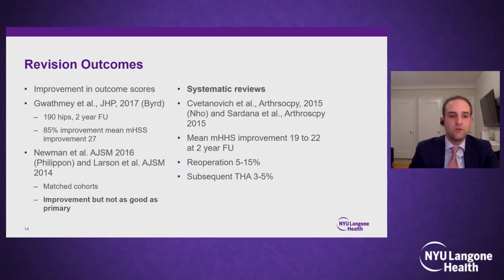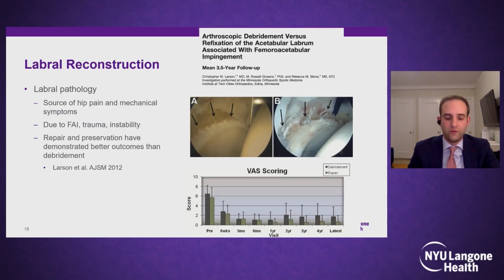Okay, and then just want to move on to revision outcomes here. So generally, there have been improvements in patient-reported outcomes after revision hip arthroscopy. Bird's group reported improvement in over 80% of patients at 2 years follow-up. Philippon and Larson have also described improvement in outcomes, but generally have not been as good as the results of primary hip arthroscopy in their matched cohort analyses. Similarly, two systematic reviews showed a mean improvement of 19 to 22 at 2 years follow-up, so that's pretty good, and a pretty low reoperation rate of about 15% and conversion to total hip at about 5%. So overall, pretty good outcomes with revision hip arthroscopy.